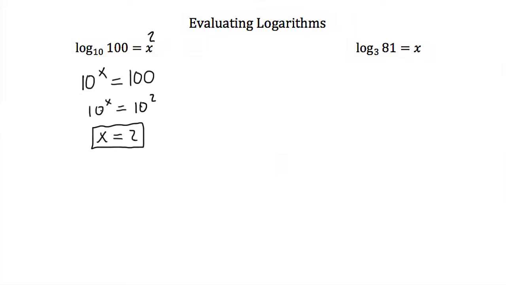Let's try this again. Here we have log base 3 of 81 is equal to x. And if I wanted to solve this for x, I would rewrite this as 3 to the x is equal to 81. Now 81, that's equal to 3 to the 4th power. So if we have 3 to the x is equal to 3 to the 4th power, that means x has to equal 4. So the log base 3 of 81 would be equal to 4.